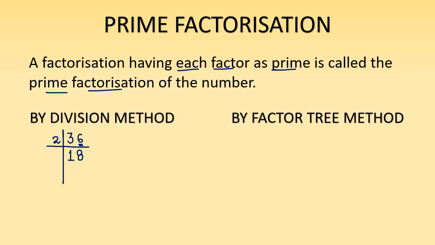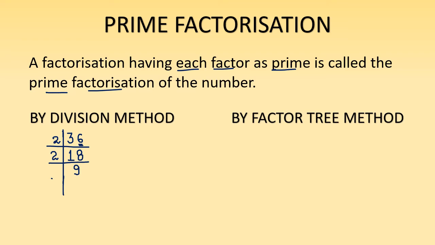Now we have 18. We have to divide 18 by a prime number. The smallest prime number which divides 18 is again 2, because 18 is also an even number, so we can divide it by 2. Now again divide 18 by 2, so we know 2 nines are 18. Write down 9 below 18.